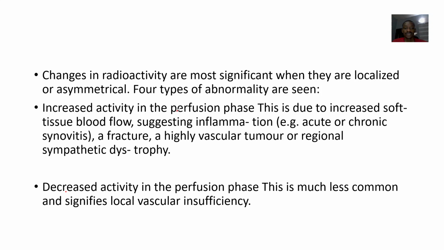All right. So we look at the different types of changes in radioactivity that could be observed. If there's increased activity in the perfusion phase, it's mostly due to increased soft tissue blood flow, right? So it usually suggests that there's probably an inflammation, which could be acute or chronic. It could be that there's a fracture, a highly vascular tumor, or a regional sympathetic dystrophy. All of this could cause an increase in radioactivity.